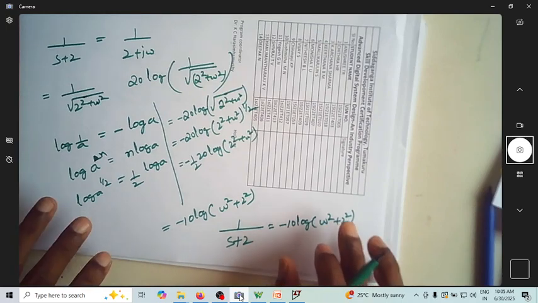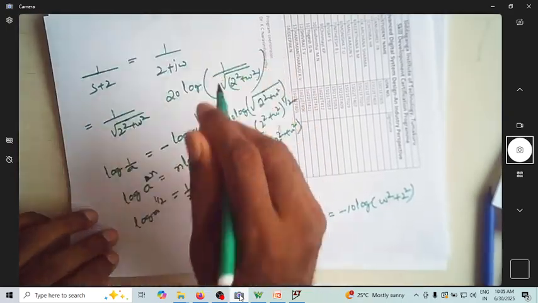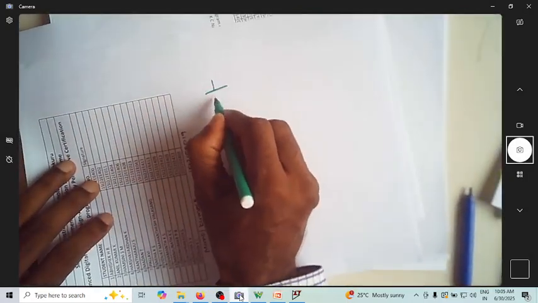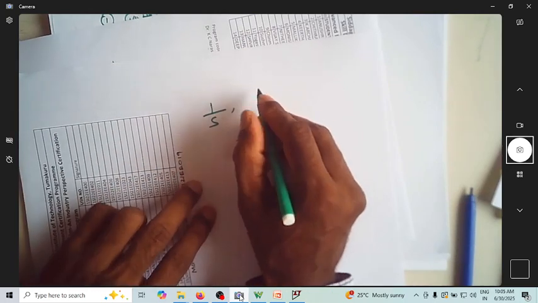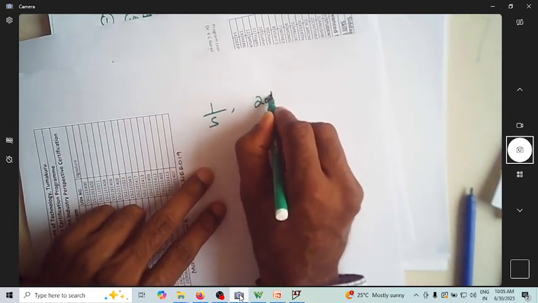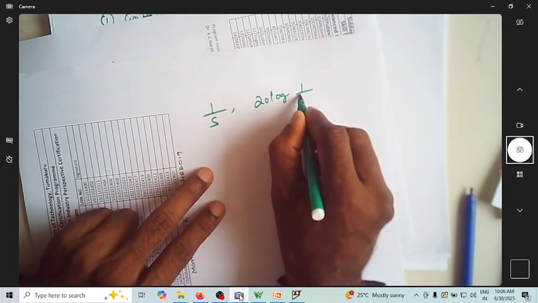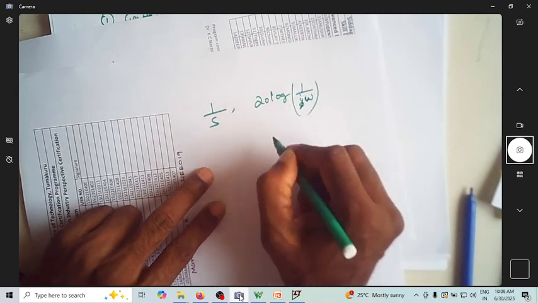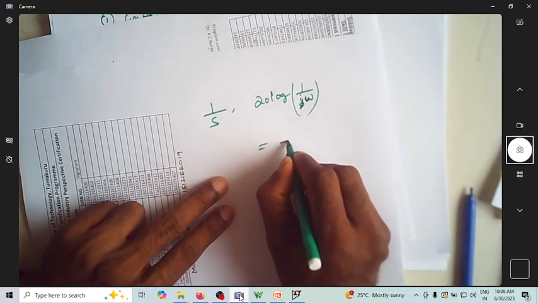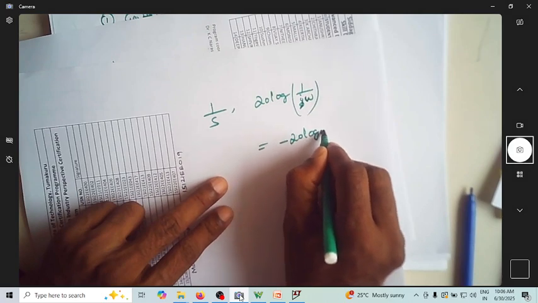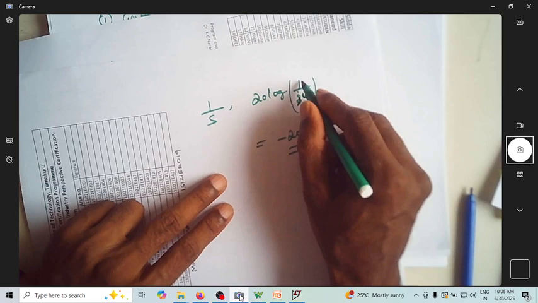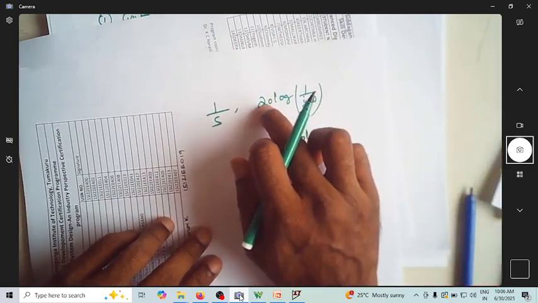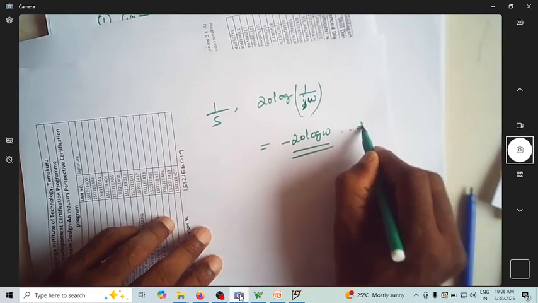Similarly, if you have a term like 1 over s, suppose I have a term 1 over s, so in terms of dB, how do I write? So it is 20 log of 1 over omega, because j will go off because of the magnitude. So can I write it as minus 20 log omega? Because 1 over omega is there, log of 1 over omega is nothing but minus log omega. So this 20 is there to indicate that this is in decibels.